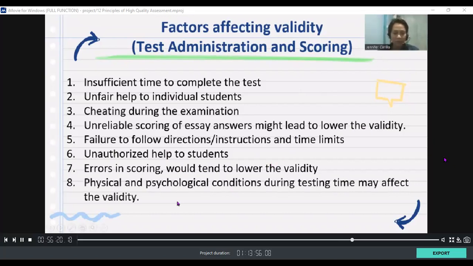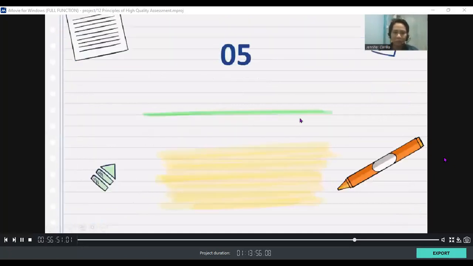Next is physical and psychological conditions during testing time, which may affect the validity. That's why you need to make sure that when your students take the test, they are in good condition. If they are not in good condition, like dizzy, or have diarrhea, do not let them take it. You can give an exemption to that student and set another schedule.